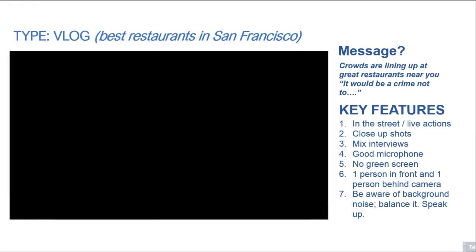People are very attracted to green screens. Don't worry about a green screen here. You don't need that. You need one person in front of the camera, one person behind the camera, and of course, be aware of your background noise. Make sure you balance it and make sure that you speak up.